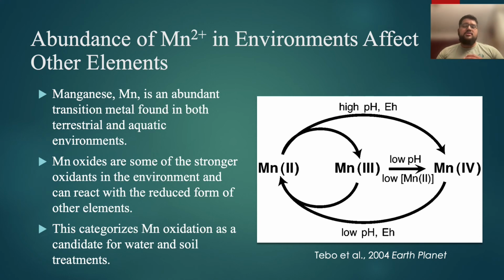Manganese is an abundant transition metal found in both terrestrial and aquatic environments, and manganese oxides, because of their high redox potential, are some of the stronger oxidants in the environment, and they can react with the reduced form of other elements in the environment, such as iron, copper, and others, thus affecting their fate and their respective biogeochemical processes.